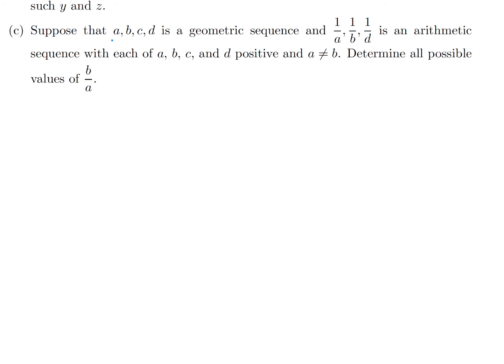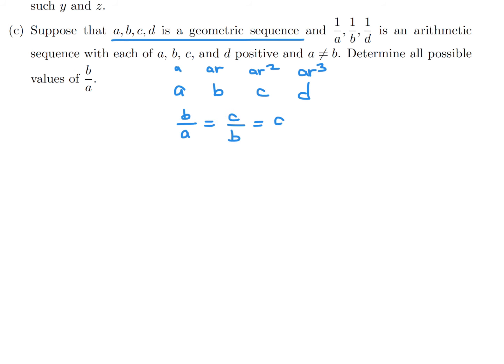So if that's the case, let me just write it here, a, b, c, and d. If it's geometric, that means this is sort of like a, this is ar, this is ar squared, and this is ar to the power of 3. So that basically means b over a is the same as c over b is the same as d over c. And I'll just call that r as the ratio. And I think that's pretty much the definition of a geometric sequence. Okay, so that takes care of that.